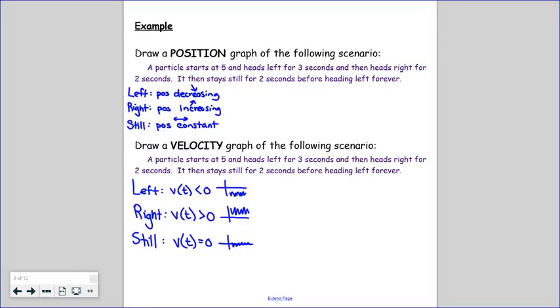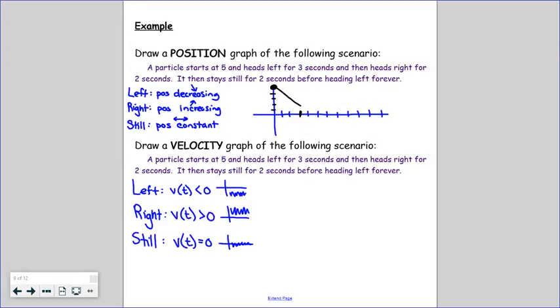So let's go back and draw our position function. It actually gives us a position to start with. It gives us that the particle is at 5 at time equals 0. So if I were to draw this picture, we start up at 1, 2, 3, 4, 5. So the particle starts at 5 at time equals 0. It says that it will head left for 3 seconds. Left means my graph needs to be decreasing for 3 seconds. So starting at 0 up to 3, my graph is going to be decreasing.